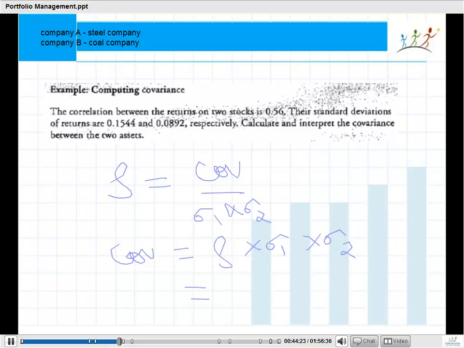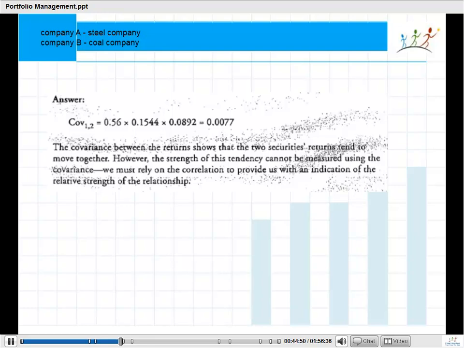The correlation coefficient is 0.56. The standard deviation of 1 is 0.1544. The standard deviation of the second is 0.0892. So the covariance between the two assets can be derived from this formula. It comes out to be 0.0077. So you understand, guys, even though the correlation was 0.56, the covariance number came out to be so small.